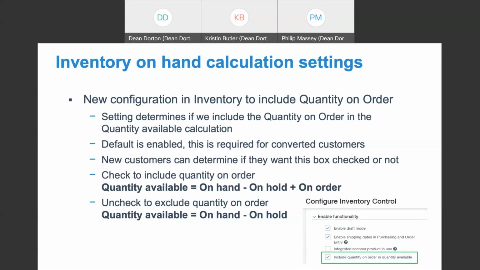So there's a couple of new checkboxes in configuration for inventory as to whether you want to include the quantity on order, and you can see the checkbox in the bottom right corner of that window. By default, this box will be enabled, and it's required to be enabled by default if you are converting over as a customer. And then you will be able to go in and have more control over whether the on order is checked or not, part of your available inventory.